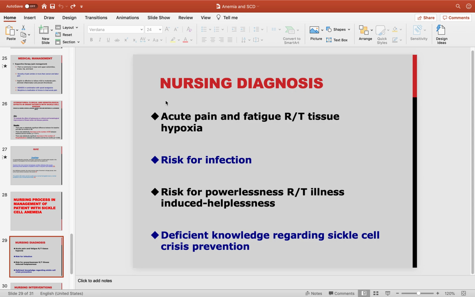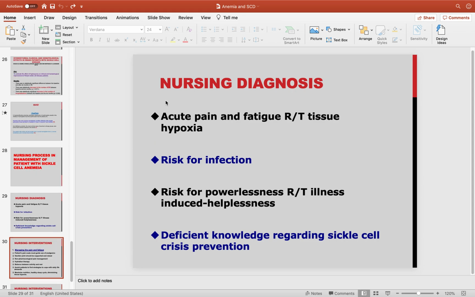It's very important to assess this patient and provide psychological support. And the patient may have a lack of knowledge regarding sickle cell crisis prevention. It's very important to educate the patient about how to know the factors which increase the condition, and what other factors reduce the condition of sickle cell disease, I mean the symptoms.